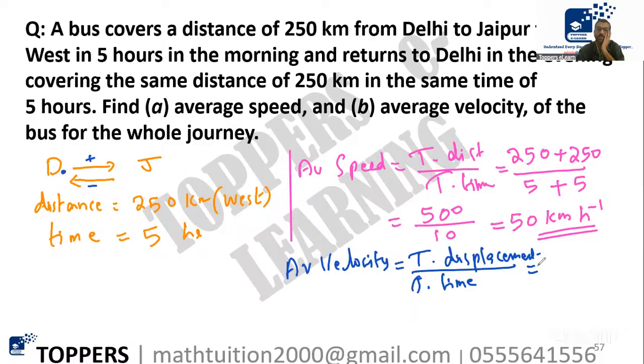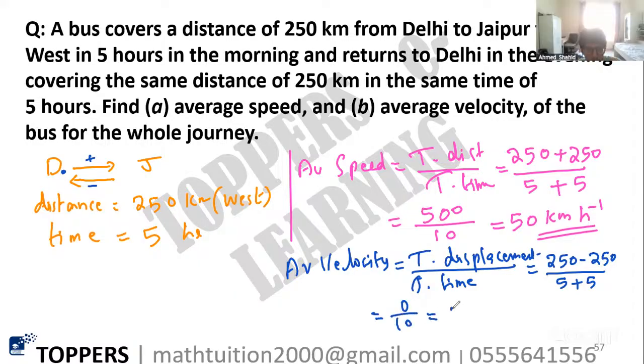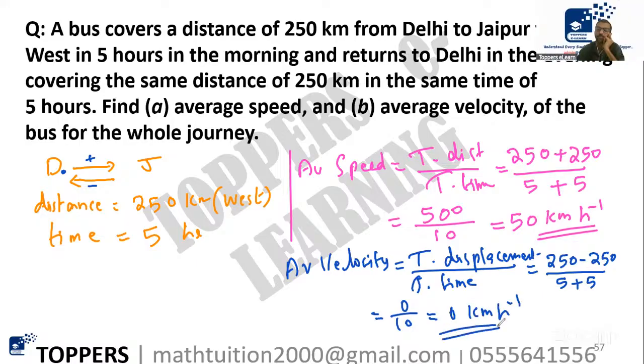So displacement is what? Going is 250, positive 250. Then coming is what? Negative 250. Right? Because it has a direction. Going is positive, coming is negative. So you add it, it will be 0. 250 plus negative 250 divided by time, 5 plus 5. That will be equal to 0 by 10, which is 0. So what is the average velocity? 0 kilometer per hour.